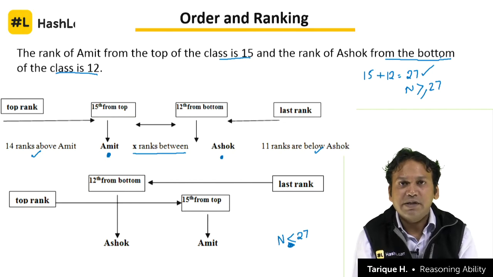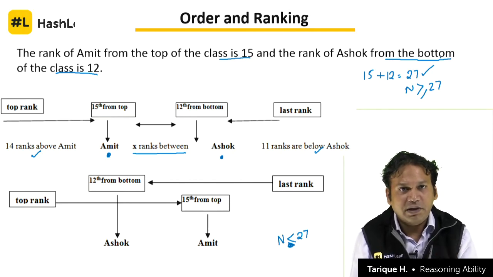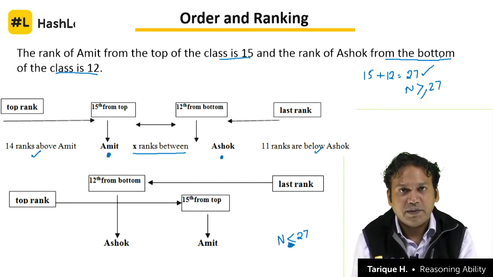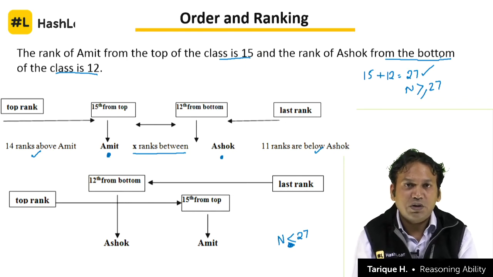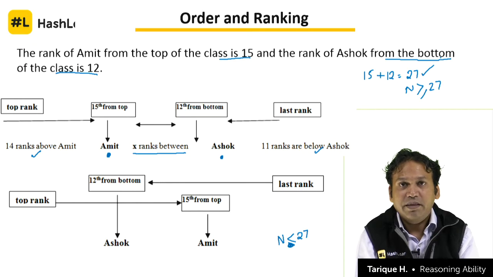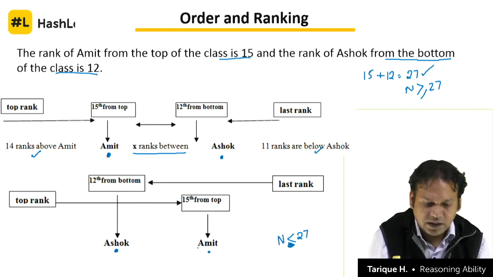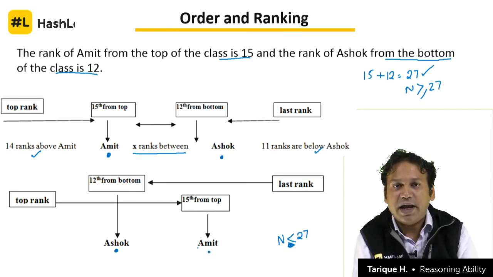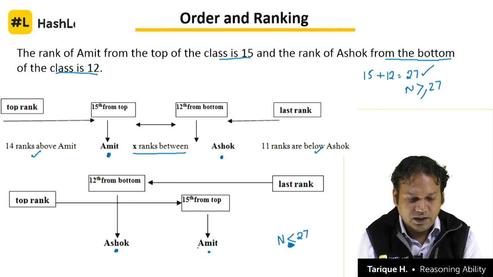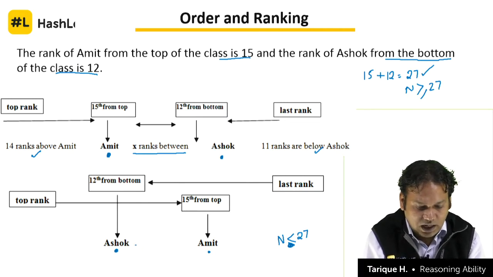In this case, what happens if the rank of Amit is 15th from the top and the rank of Ashok is 12 from the bottom? It is possible in this scenario that Ashok is ranked higher than Amit. You can see here, Ashok is here, Amit is here. So, Ashok is ranked higher than Amit.